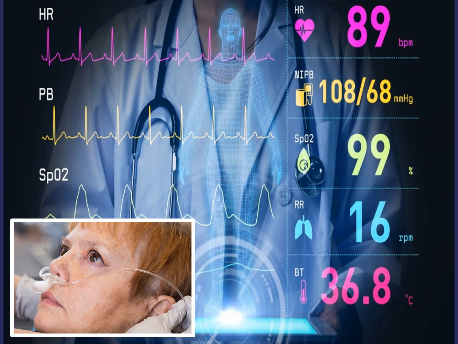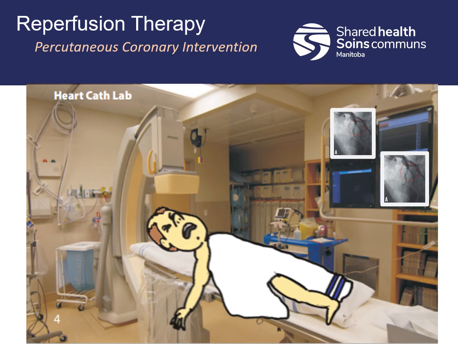If your patient becomes unstable at any point en route to St. Boniface, instead of going straight to the cath lab, you're going to go to the emergency department. So back to Jerry. You made it to the cath lab with him.